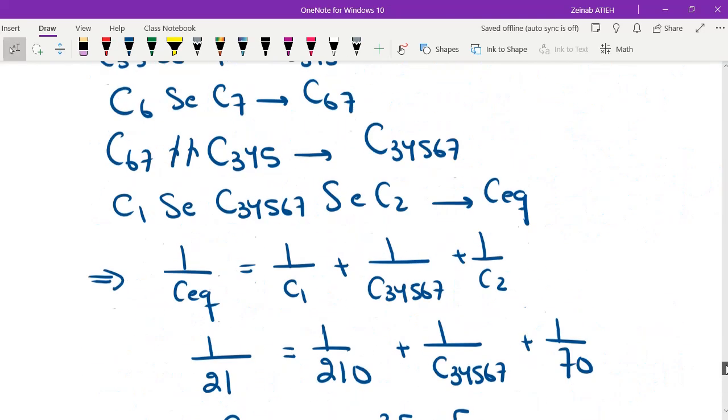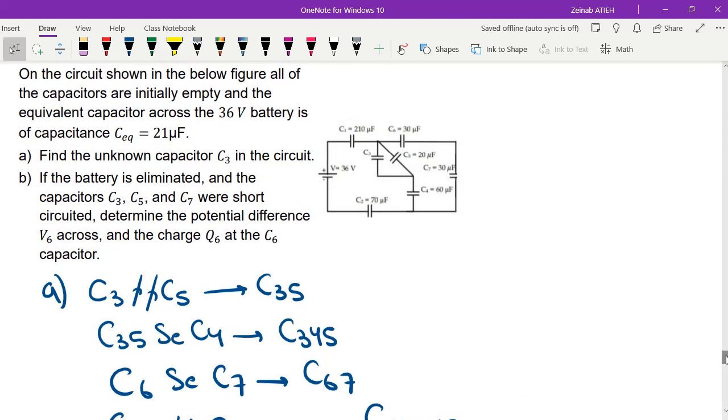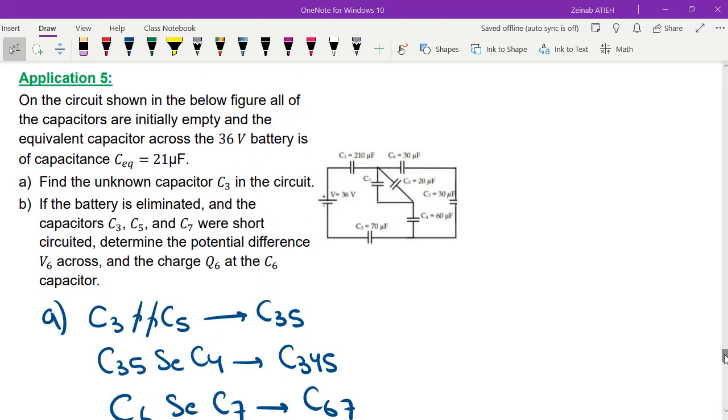Let's do now part B. If the battery is eliminated and the capacitors C3, C5 and C7 were short-circuited, determine the potential difference V6 across and the charge Q6 at the C6 capacitor. Before explaining what he did to the circuit, what did he do? C3, C5 and C7 were removed from the circuit and the remainder stays.